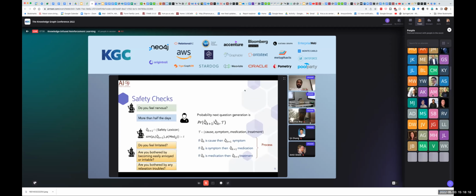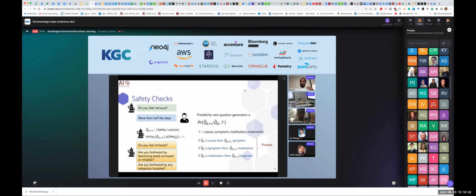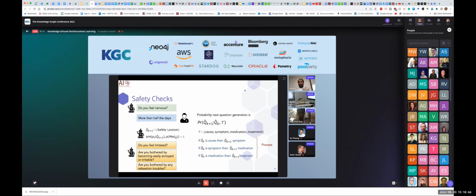Under the hood of this behavior is a simple process. What we did was, in the safety checks, we introduced this constraint. This constraint is nothing but a process. We check that if the previous generated question of the model, assuming that the previous generated question was acceptable, was about the cause, then the current question generated should be about the symptoms. If the previous question was about the symptoms, then the current question needs to be about the medications, and so on and so forth.